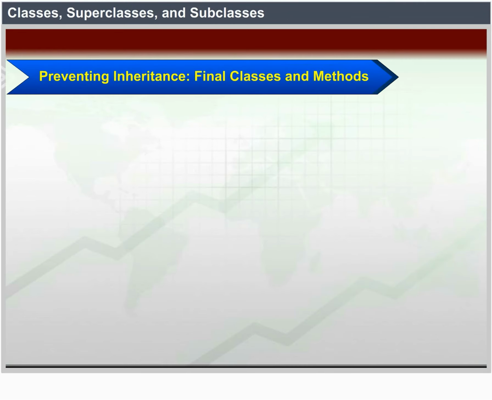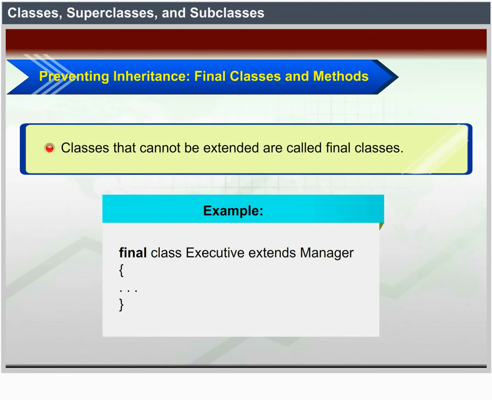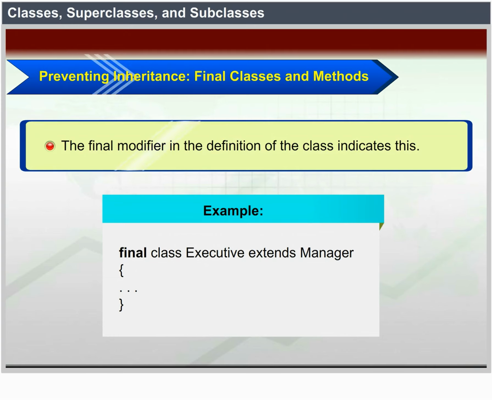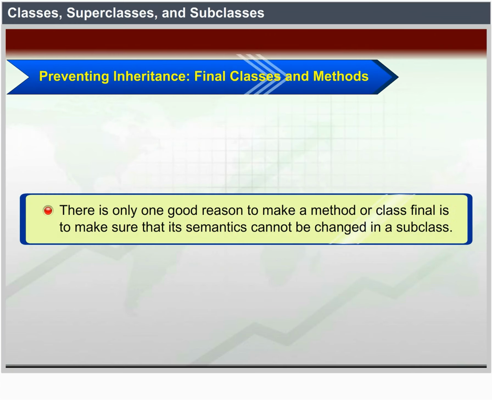Preventing inheritance: final classes and methods. Classes that cannot be extended are called final classes. The final modifier in the definition of the class indicates this. Example: final class Executive extends Manager { }. There is only one good reason to make a method or class final: to make sure that its semantics cannot be changed in a subclass.